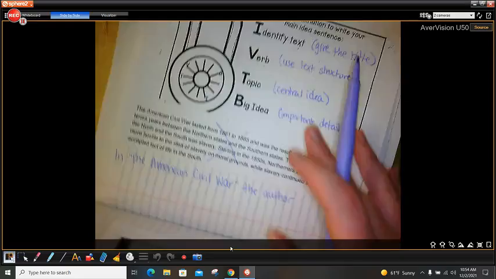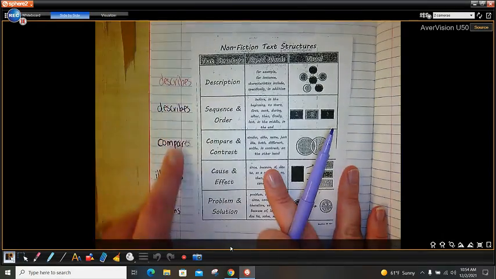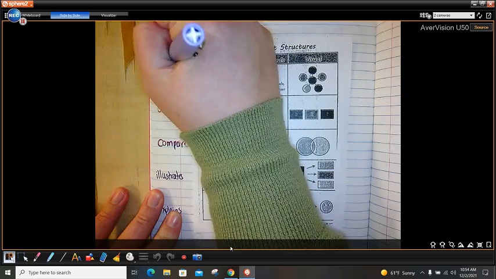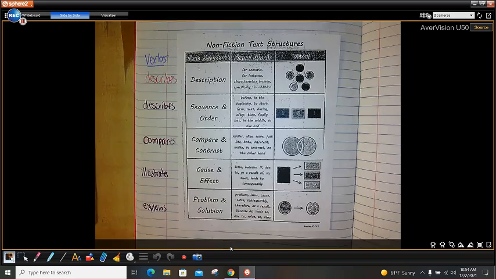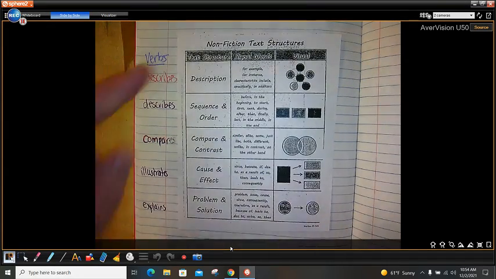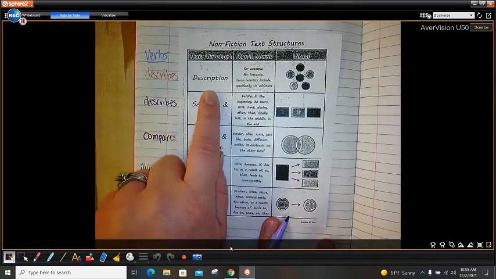So we've got to look up at the text structure. If we go back to this text structure page, you remember when I had you put these on the side? These are going to be the verbs you use. If you're reading a description article, you're going to say, in the article, the author describes. If you're reading a compare and contrast, you're going to say, in the article, the author compares. If it was cause and effect, you're going to say, in the article, the author illustrates. In this case, we were doing description, so we're going to say the author describes.